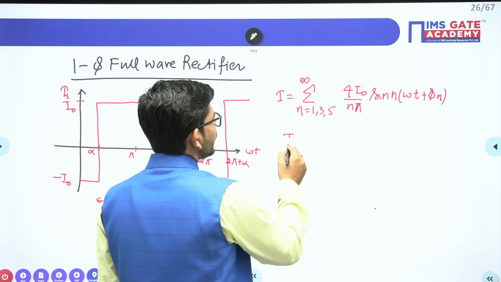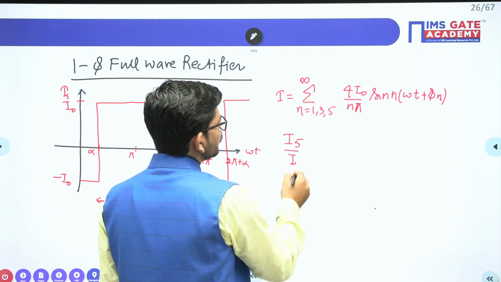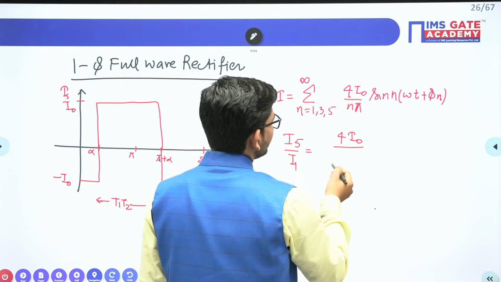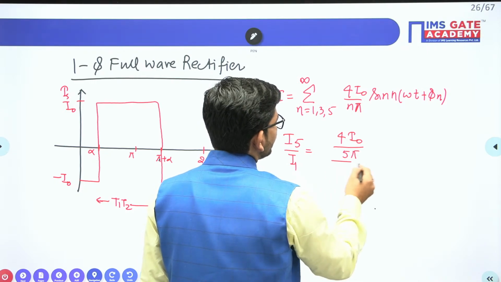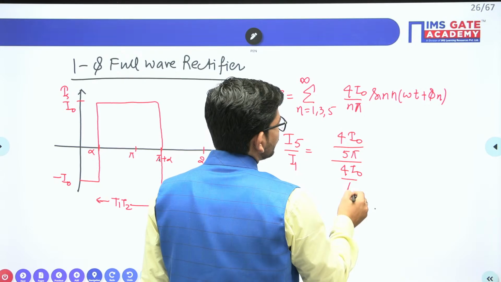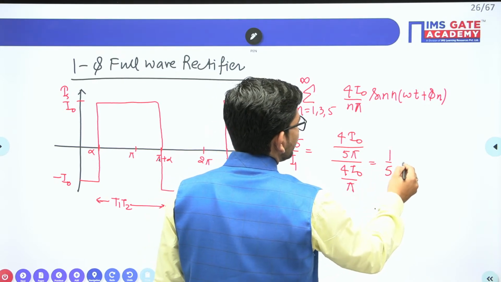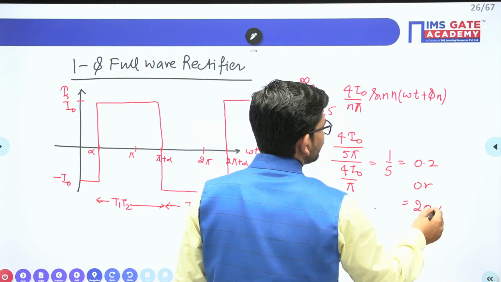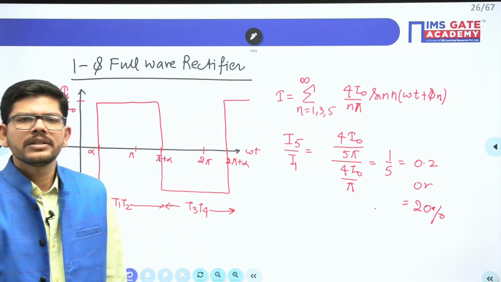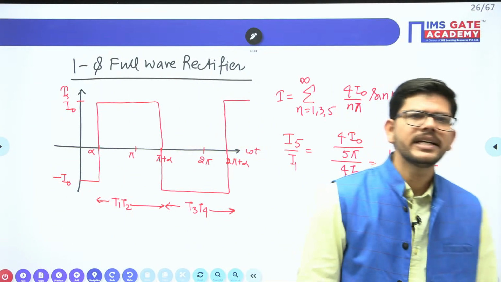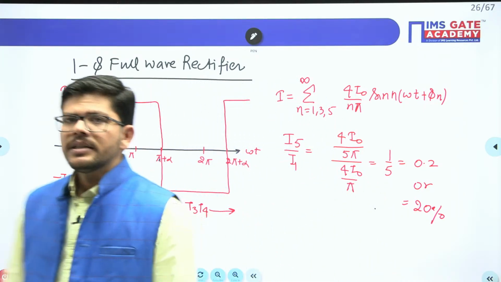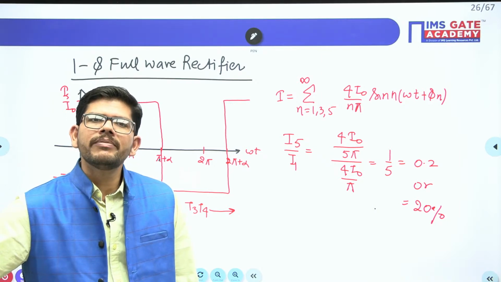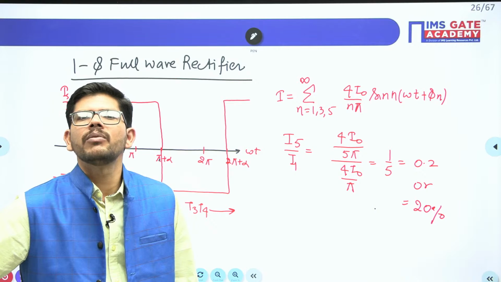Now guys, in order to calculate the ratio of the fifth to the fundamental harmonic, the n value will be 5 for the fifth harmonic, and for the fundamental the n value will be 1. So what will be the answer? 1 by 5. 1 by 5 is 0.2, or we can say 20%. So we have solved this very easily, isn't it? See, this is very easy to remember, isn't it? How to write the Fourier series expression for different kinds of converters, different types of waveform patterns.